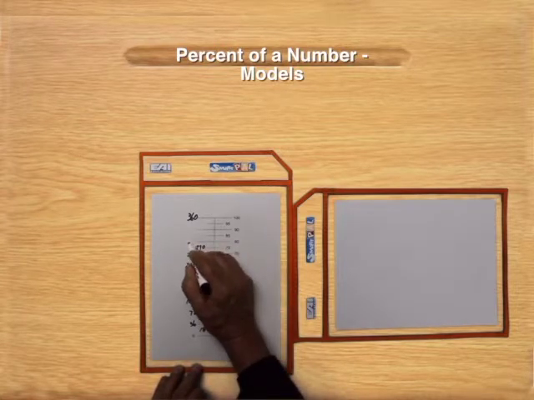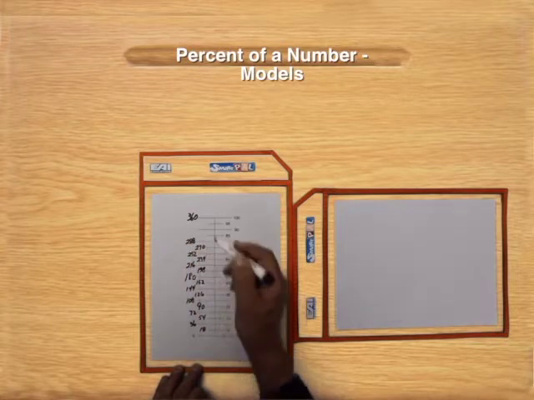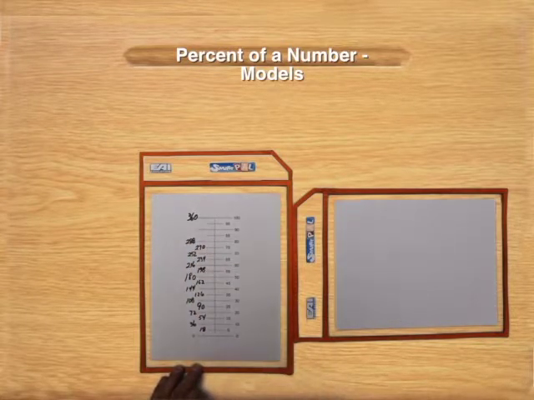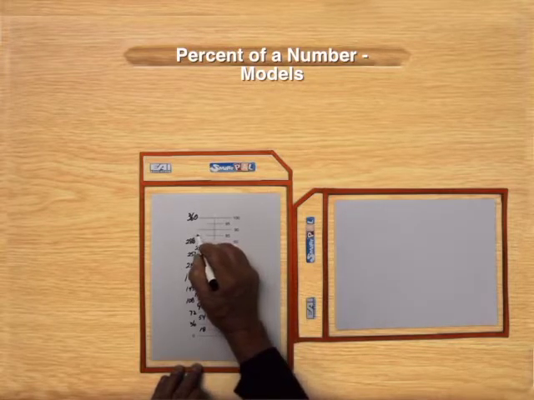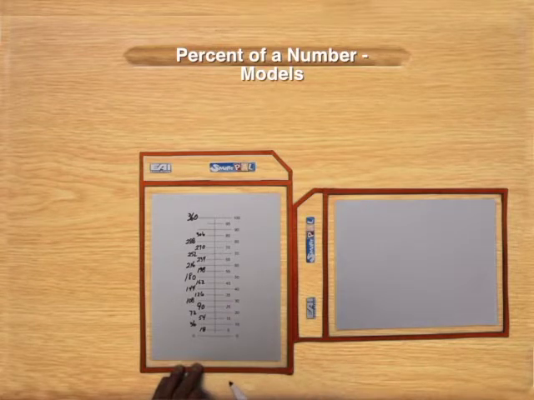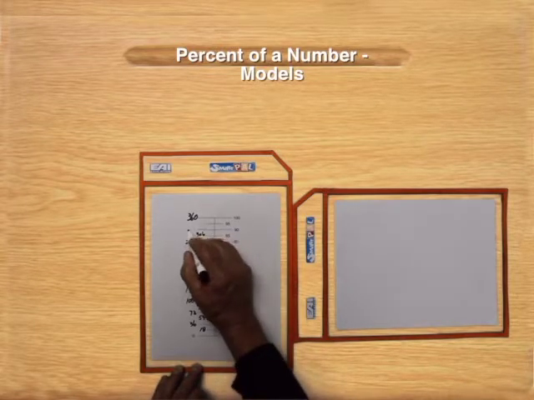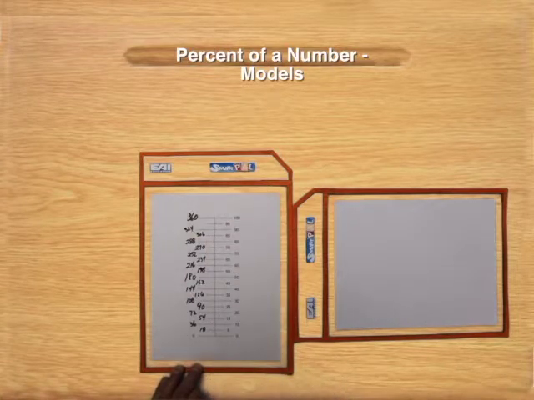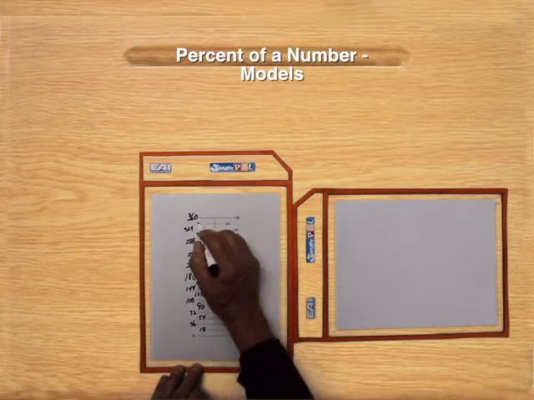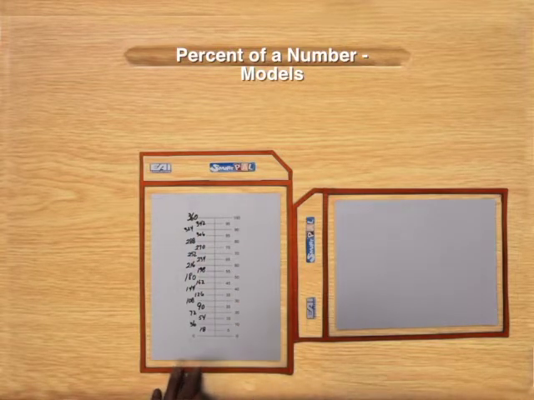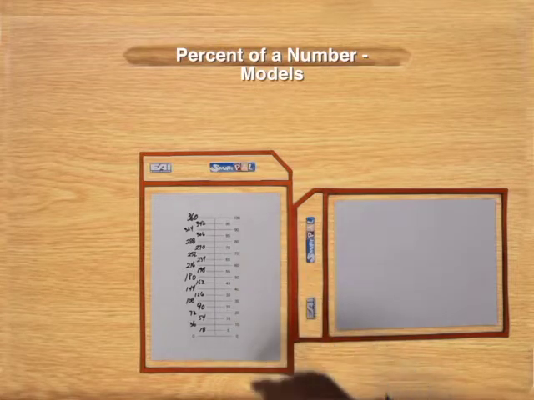270 plus 18 gives us 288. 288 plus 18 would give us 306. 306 plus 18 would give us 324. And 324 plus 18 would give us 342. So there we have our grid on the left, filled out, matching up the numbers in the grid on the right.